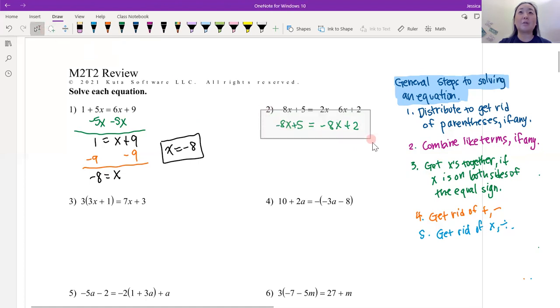Did you guys notice that I did it on the wrong color? Yikes. All right, and then now, I was like, that's not that color. We're going to get the x's together.